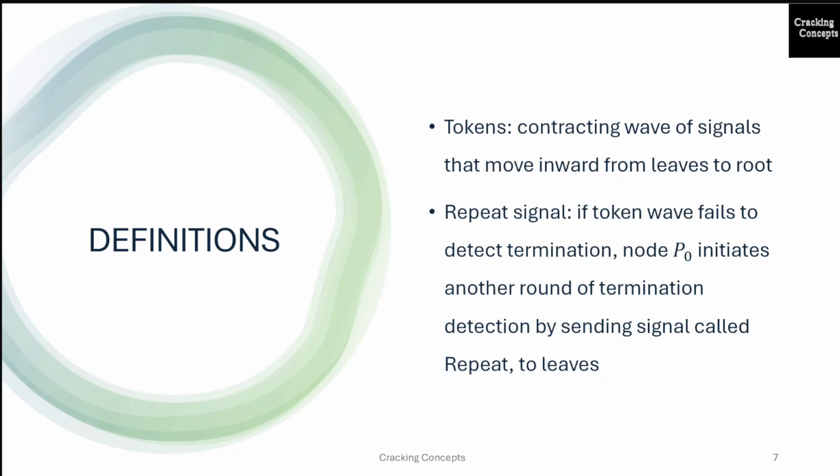Now we'll see some of the definitions. Tokens are a contracting wave of signals that move inward from the leaves to the root. Repeat signals: if a token wave fails to detect termination, node P0 initiates another round of termination detection by sending a signal called repeat to its leaves.